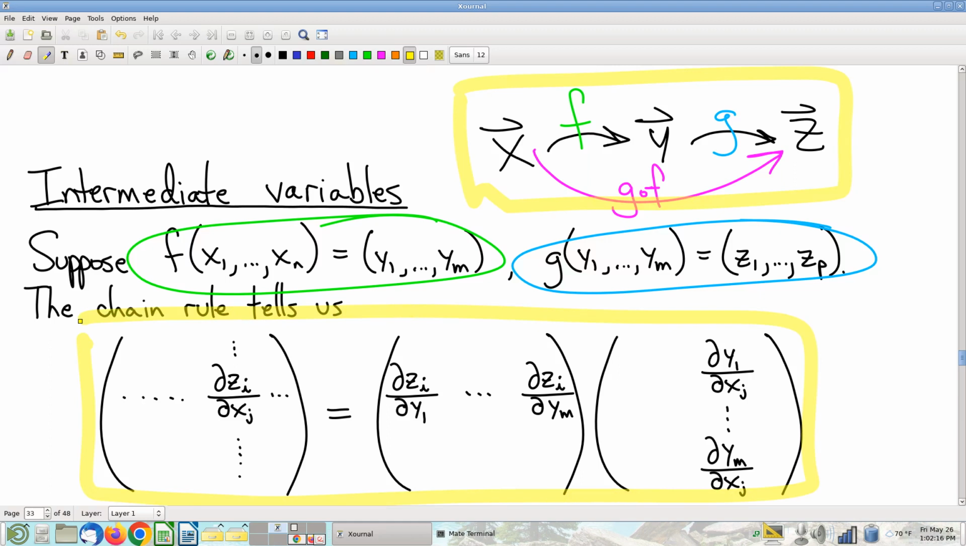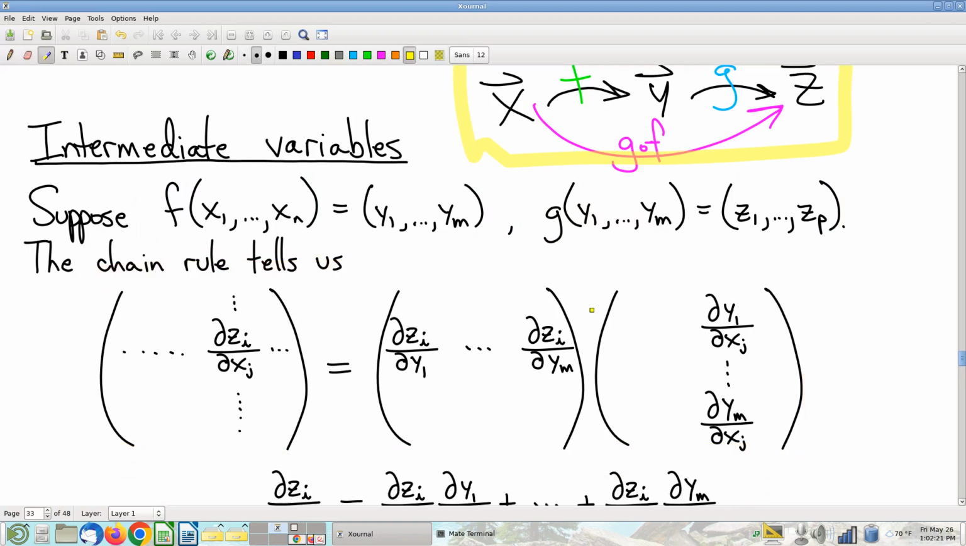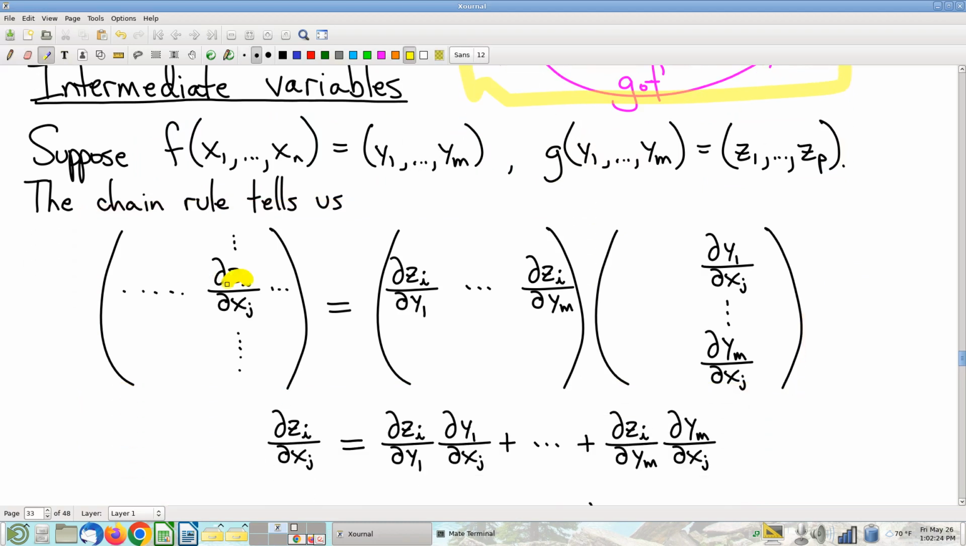Now, that said, let's ask a related question. Hypothetically, I might care about this sort of thing. What if I were interested only in one specific entry in this composition derivative? I don't care about any of the other entries. I just want to know that one only. Well, if I only want to know one entry in a matrix that's a product of two other matrices, we have a formula for this, right? I can take the corresponding row of the left matrix and dot product that with the corresponding column of the right matrix.